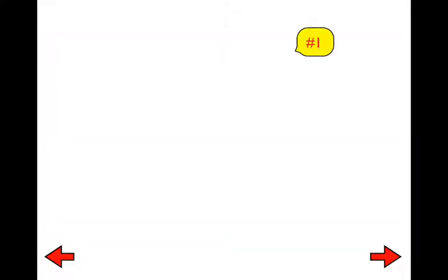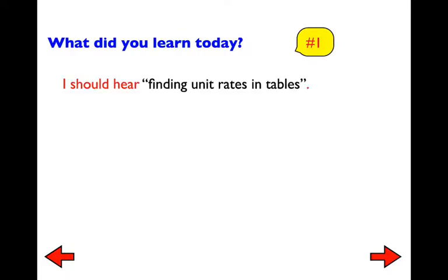All right, that is it for today. Think about what you learned today for a few seconds. And of course, today our focus was on unit rates in tables, and also we dealt with using equations. That is it for today.